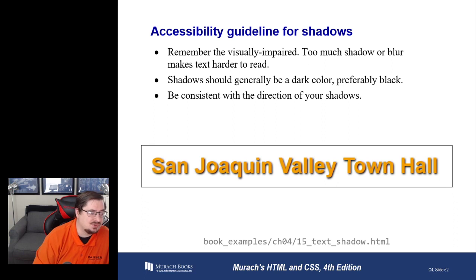Again, because of the shadow, if it's not black, it's kind of going against what it's trying to simulate. Because shadows in the real world, they're black, or they're dark colored.